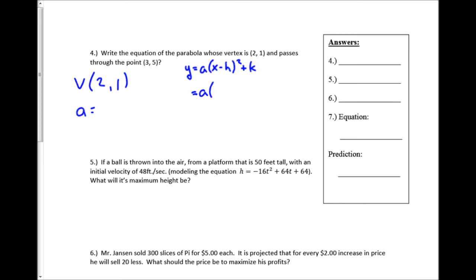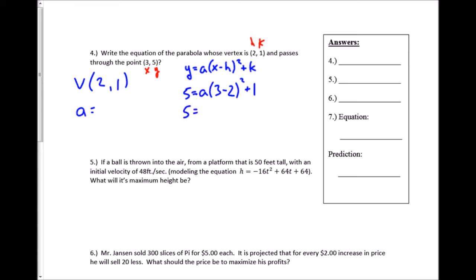A is the thing I'm looking for, and I'm just going to plug everything else in. The vertex right here is (h, k), so I can plug the 2 in for h, the 1 in for k. And then the ordered pair that's given is the x and the y that I'm going to use. So I plug the 5 in here and the 3 in here.